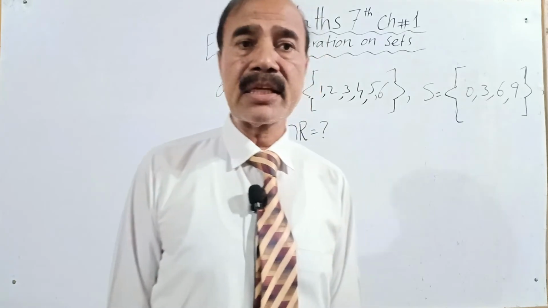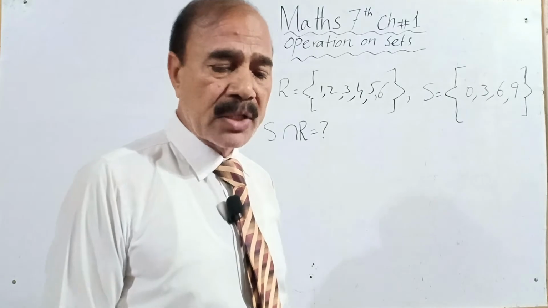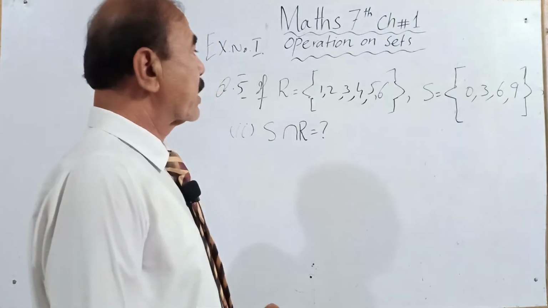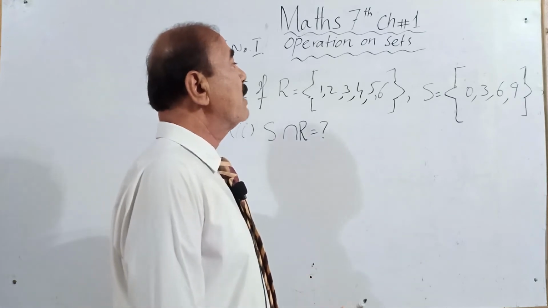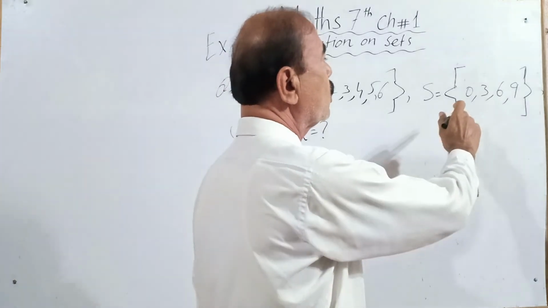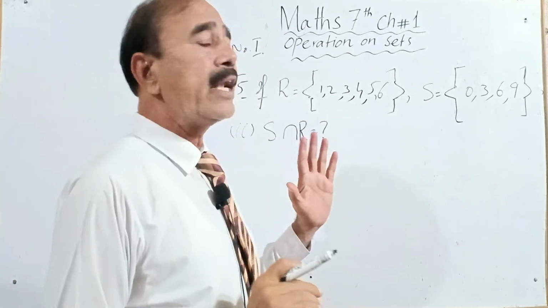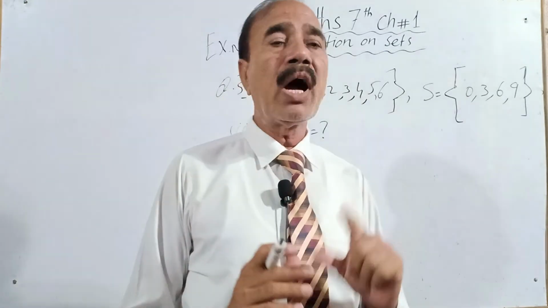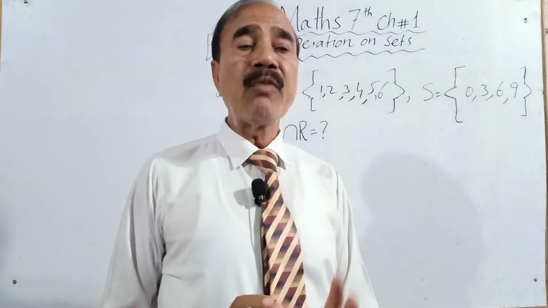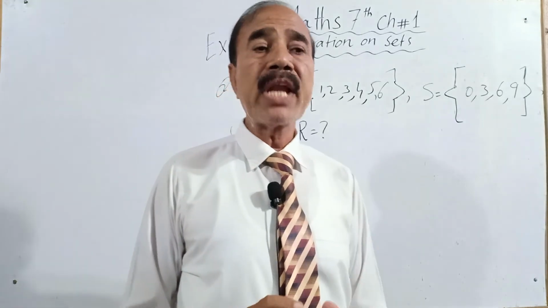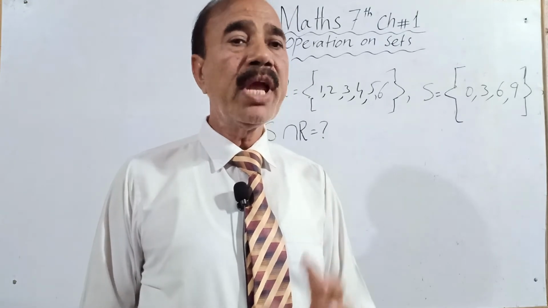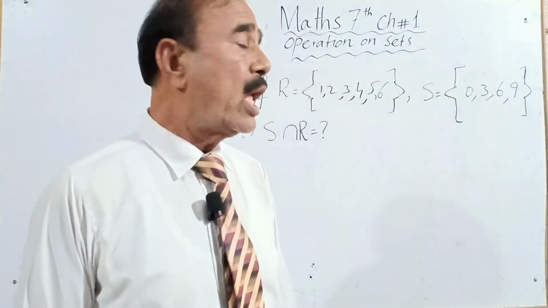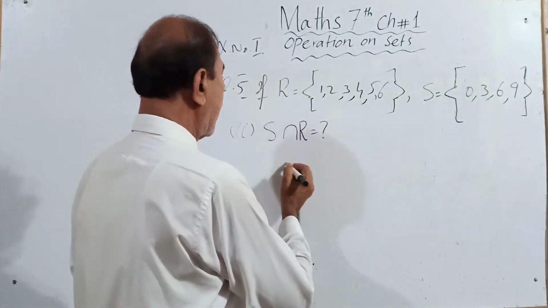Now we come to intersection. Now question number 5, the second part we have to solve. Here the set R is equal to {1, 2, 3, 4, 5, 6} and set S is equal to {0, 3, 6, 9}. These are the elements of sets R and S, and we have to find the intersection of S and R. How can we find the intersection of S and R? According to the definition of intersection, we select only those elements which are common in both sets. That is called the intersection of two sets.